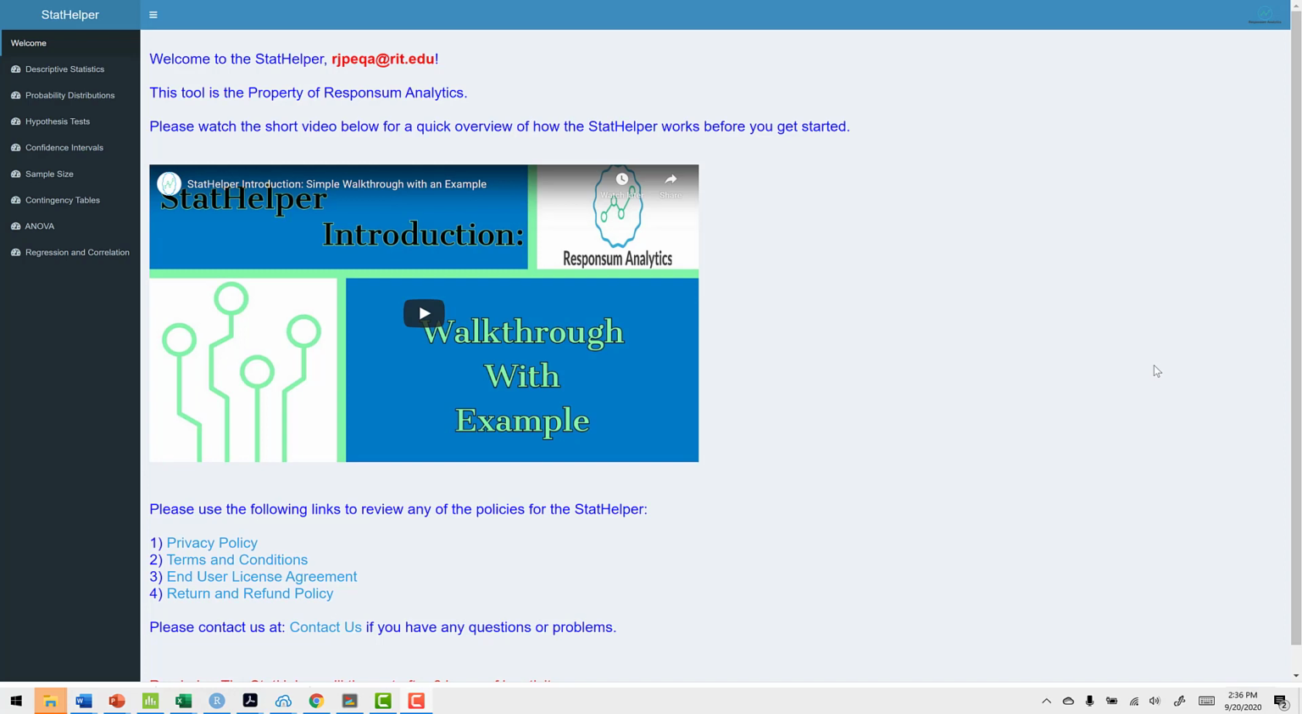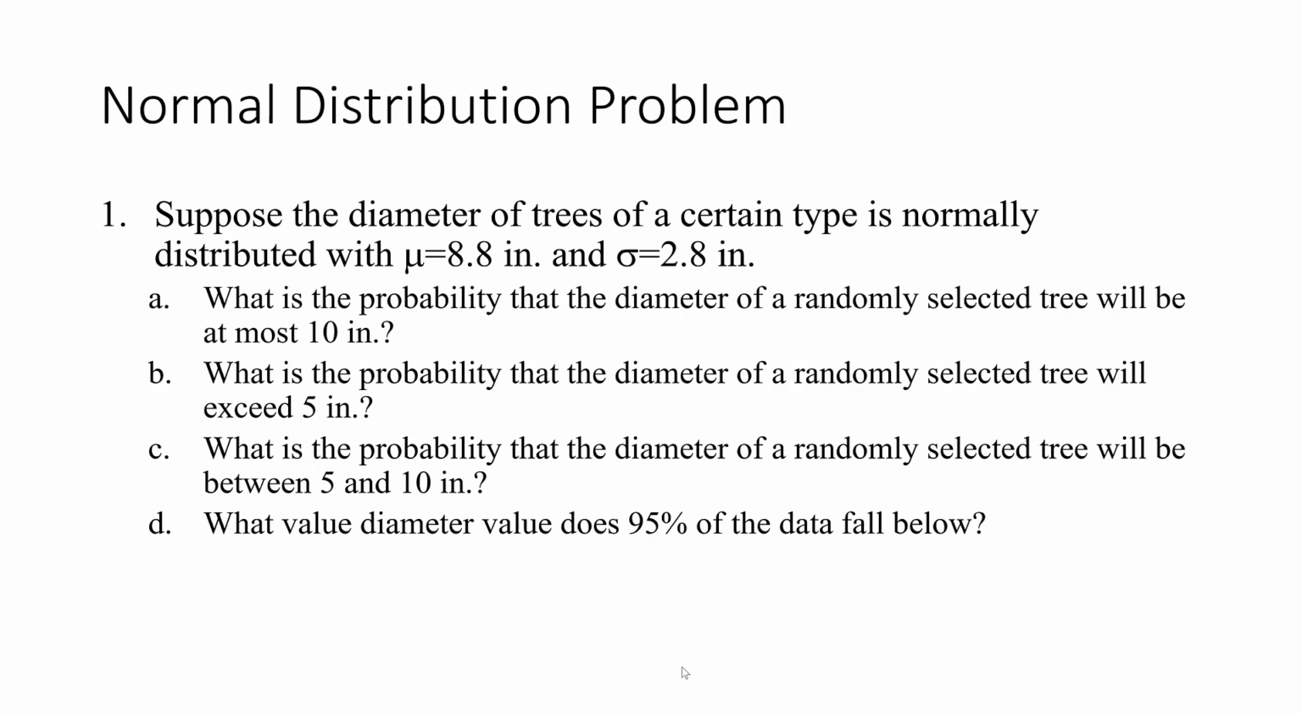at the actual problem. Usually when you're dealing with the normal distribution like this, you're trying to do one of two things. You're either given a value for x and you're trying to find a probability, or you're given a probability and you're trying to find the value for x. So let's take a look at the question.